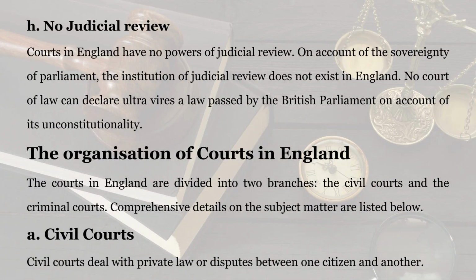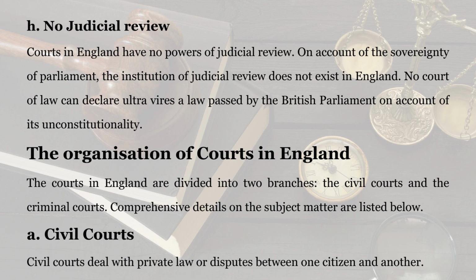H. No judicial review. Courts in England have no powers of judicial review. On account of the sovereignty of Parliament, the institution of judicial review does not exist in England. No court of law can declare ultra vires a law passed by the British Parliament on account of its unconstitutionality.